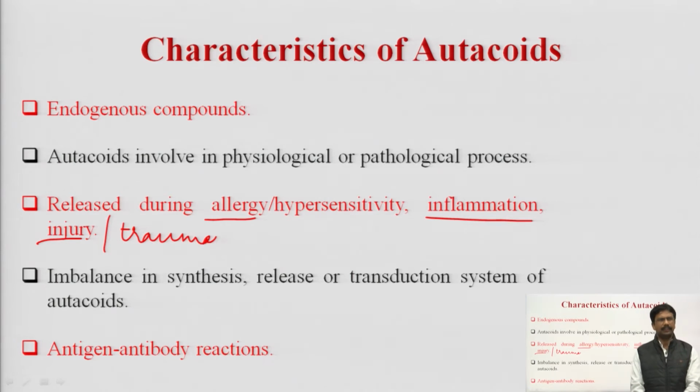In some conditions, an imbalance in the synthesis of these Autacoids also leads to pathological conditions, and lastly, the antigen antibody reaction is the major condition where these Autacoids are released from specific cells and exert their pathological effects.